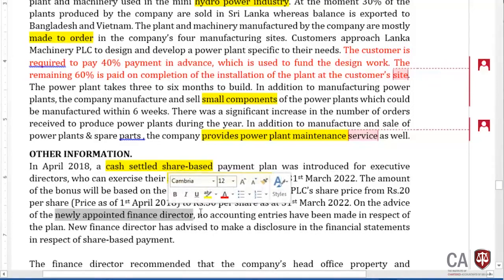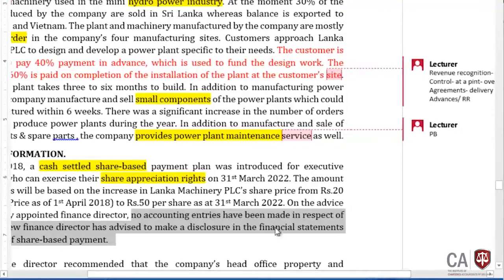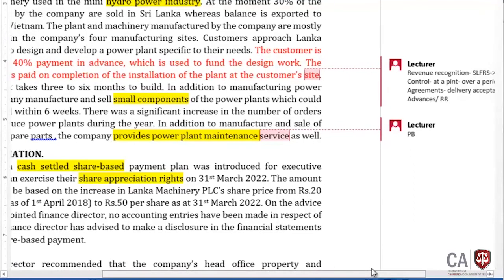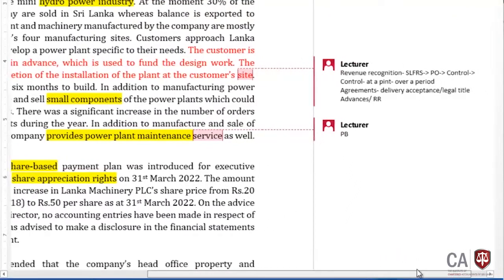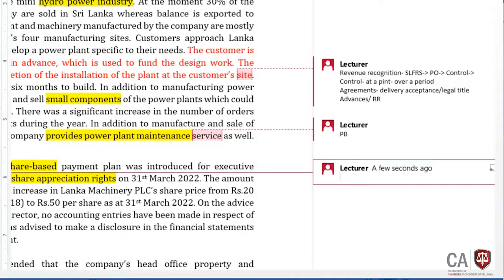No accounting entries have been made. So, we obviously know this is not right. The new director has advised to make disclosure in the financial statements. Now, the director says disclosure is enough. So, what is our question here? When you happen to write an answer, see, I am not using the board, so that it is easy for you to concentrate here itself. When it comes to this answer, what are the things you have to highlight?